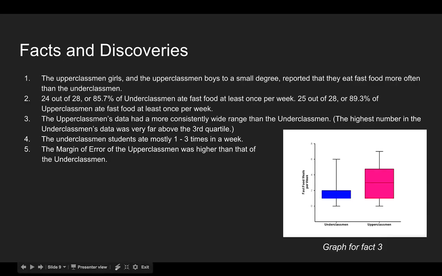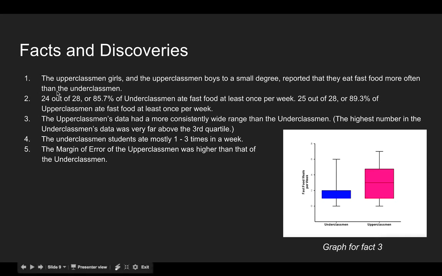So here are some interesting facts and discoveries that we learned while doing this study. One was that the upperclassmen girls and the upperclassmen boys, to a small degree, reported that they eat fast food more often than the underclassmen. This might be because many upperclassmen have their own cars, so they spend more time driving around and therefore are more likely to eat fast food, because that's when fast food is usually eaten. When you're driving around, you need to get something to eat pretty quick.